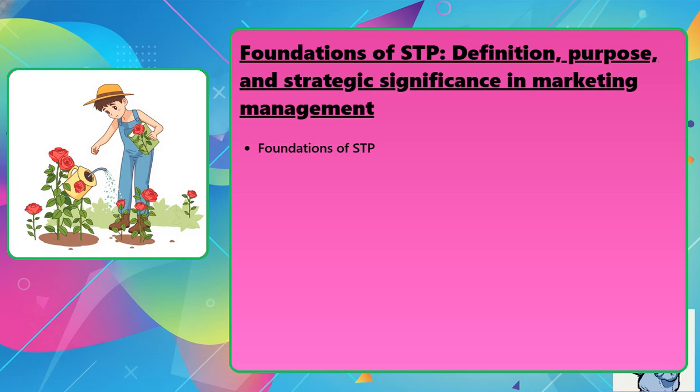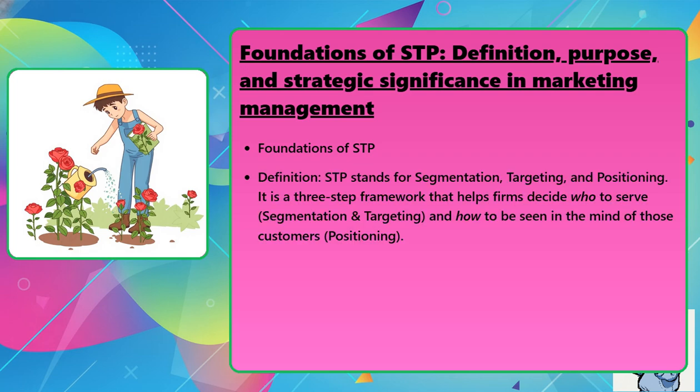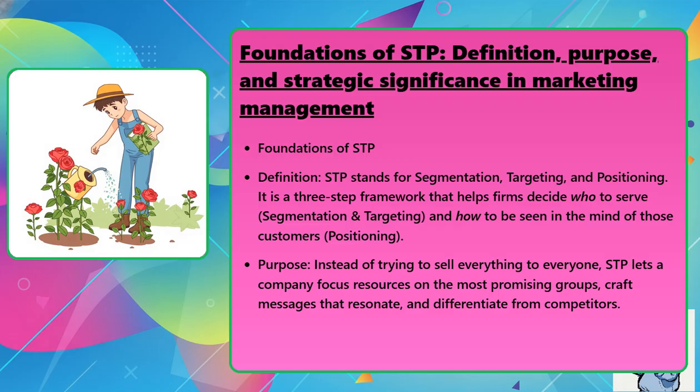Foundations of STP. Definition: STP stands for Segmentation, Targeting, and Positioning. It is a three-step framework that helps firms decide who to serve, segmentation and targeting, and how to be seen in the mind of those customers, positioning. Purpose: instead of trying to sell everything to everyone, STP lets a company focus resources on the most promising groups, craft messages that resonate and differentiate from competitors.